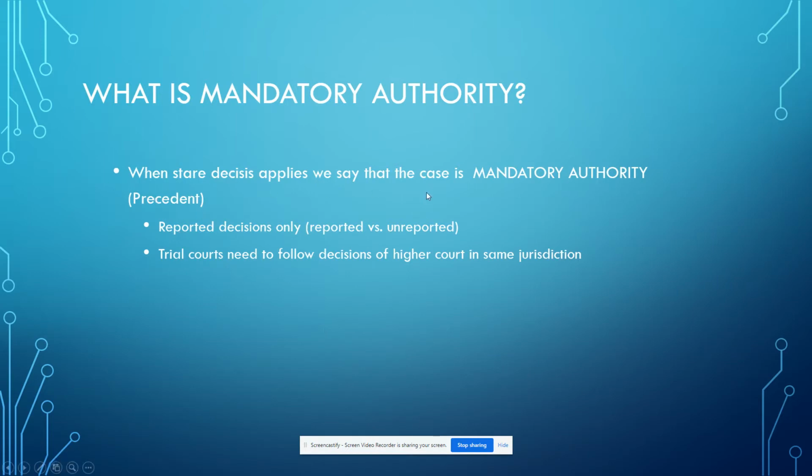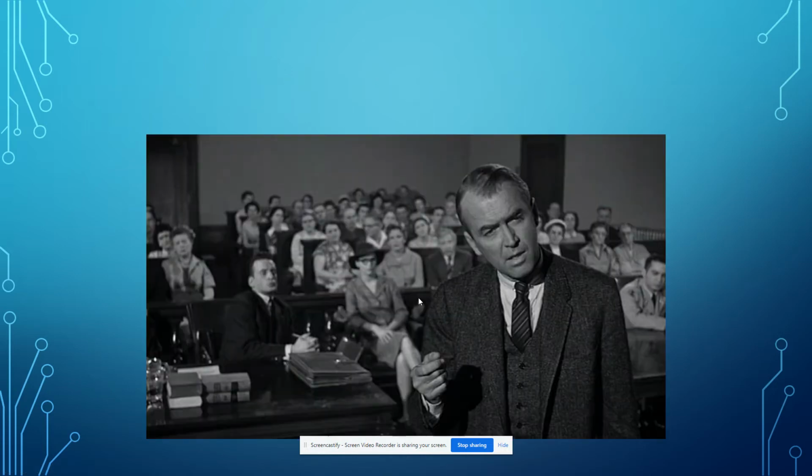Here we go. When it applies, we call that mandatory authority or precedent. And trial courts, they always have to follow the decisions of the higher court in the same jurisdiction.